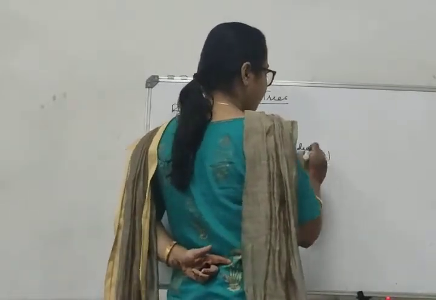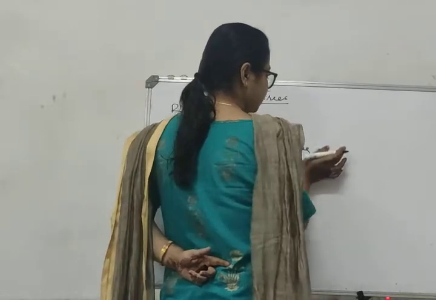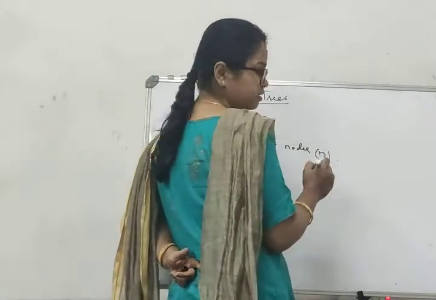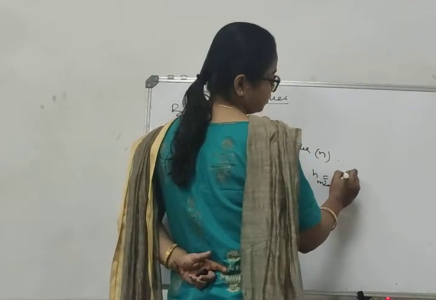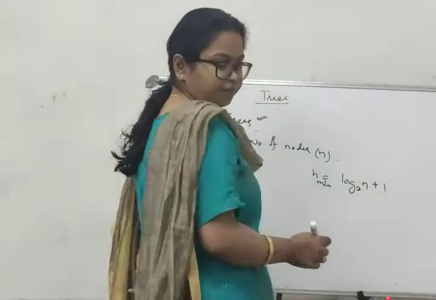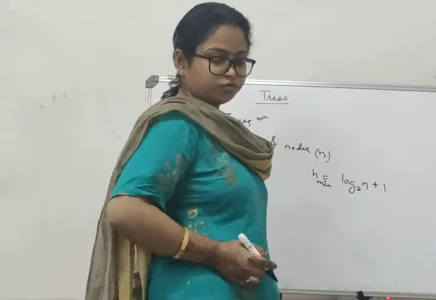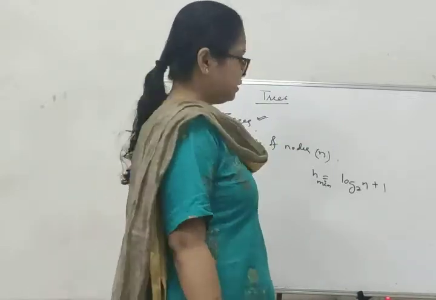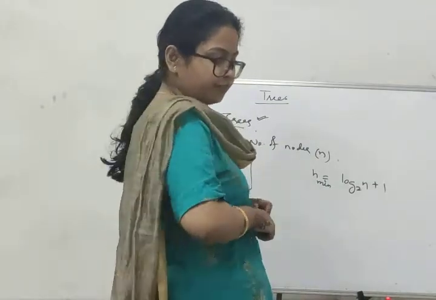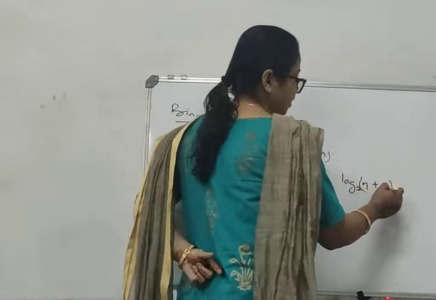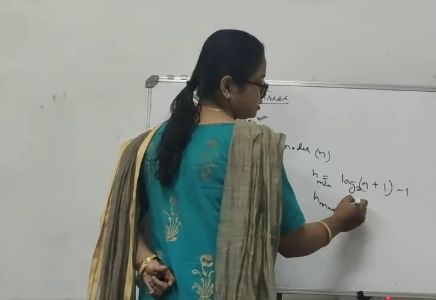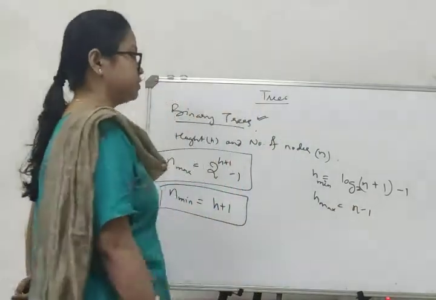given the number of nodes, how to find the height? Okay. So if the number of nodes is given, then the minimum height of the tree is log 2n plus 1. Log 2n plus 1. That is the minimum height of the tree. Now what is the maximum height of the tree? Sorry, the minimum is log 2n plus 1 minus 1. Now what is the maximum height of the tree? That is n minus 1. This will be the maximum height.